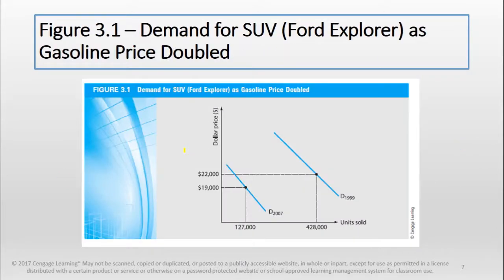Now, next, this illustrates the previously discussed examples. As you can see here, in 1999, this was the graph of your demand schedule. Now, it shifted to the left. So this is the new graph in 2007. As you can see, from 428,000 units, it became just 127,000. Again, it shifted from the right to your left.